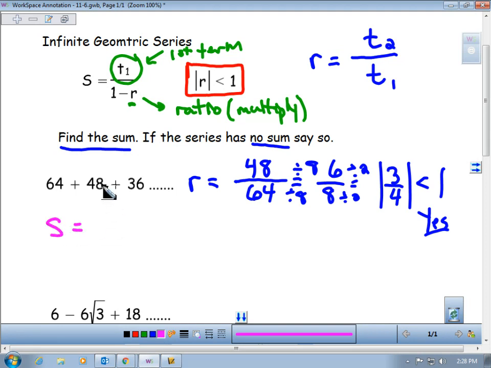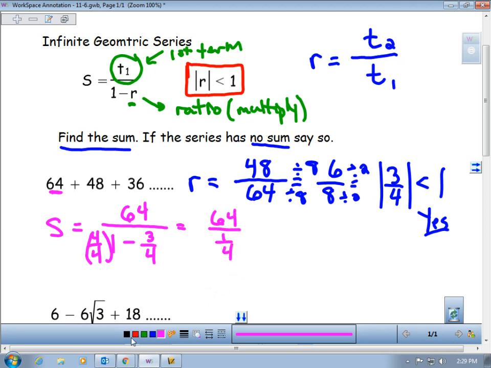So the sum equals, what is t sub 1 in this case? 64. Yep, it's my first term. Over 1 minus, what's my r here? 3/4. Now we're just going to go ahead and simplify this. 1 is what? 4/4, right? Minus 3/4, which is what? 1/4.